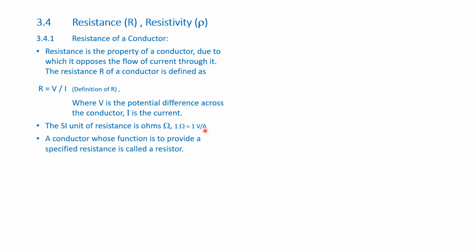A conductor whose function is to provide a specified resistance is called a resistor. A resistor is a conductor which opposes the flow of current. The diagram of the resistor, its circuit symbol, is shown in the figure above.